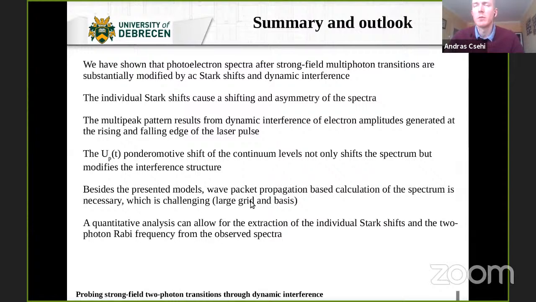What we also want to do in the future is a quantitative analysis, to extract Stark shifts and two photon Rabi frequency values from the observed spectrum. Basically that's it. If you want, later I can show you some preliminary wave packet propagation results, which we did for a simple system. This verifies the validity of the model, but this is not for lithium, but for a simple system.